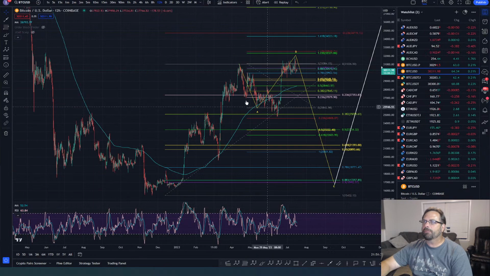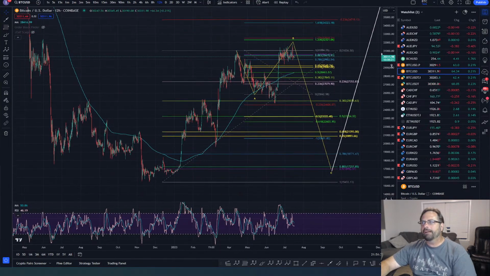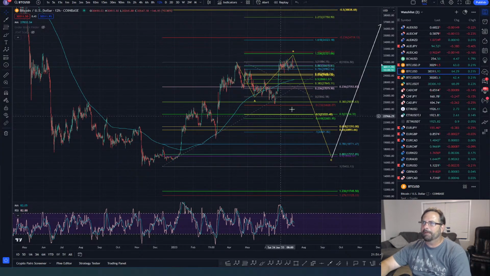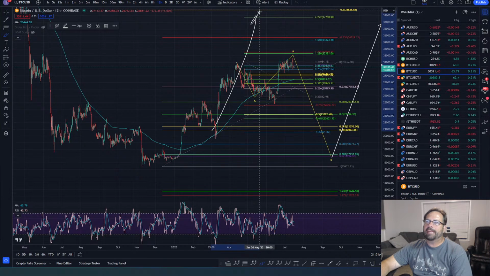If this count is correct. Now, I'm here to tell you that my analysis and my wave structure, I may be incorrect, but I've told you why I've gravitated to this count and not that 50K count that I've been talking about for a while. I've had to abandon it myself. I've been looking for 50K for a long time.